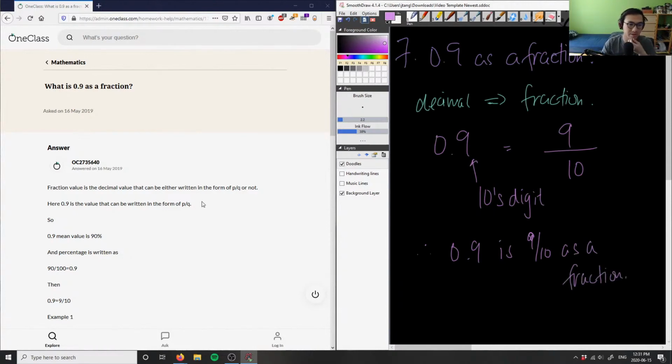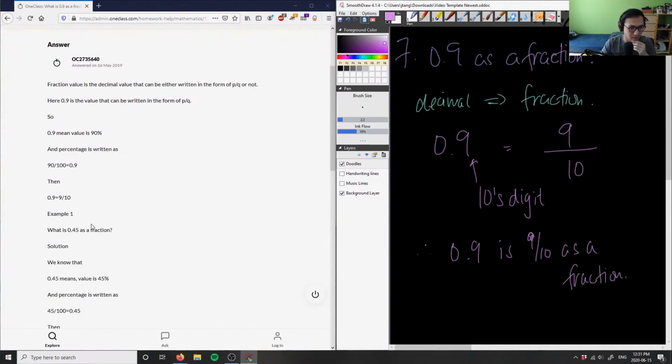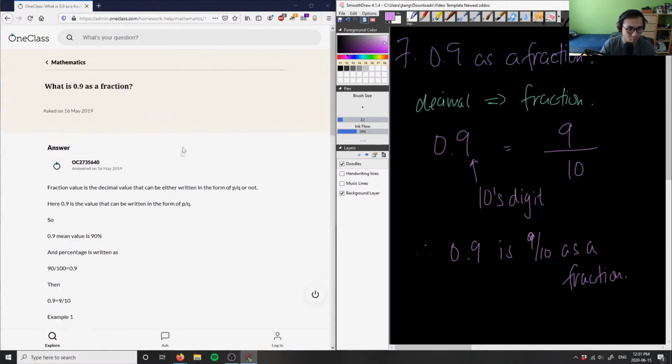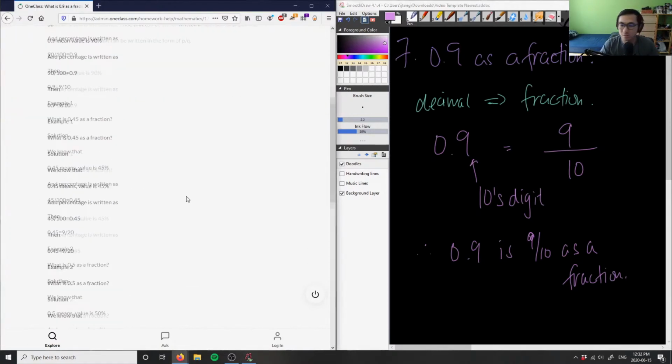And so this solution here is correct. And again, as I look here, it says fraction value. Here, 0.9 is the value that can be written in the form P over Q. So it's 9 over 10. So the solution here is correct.